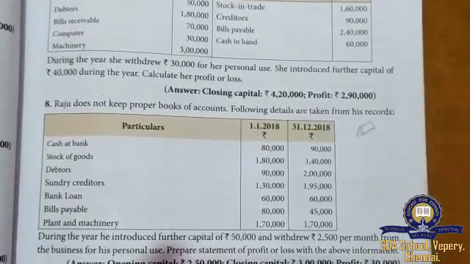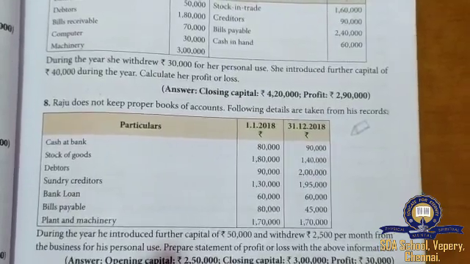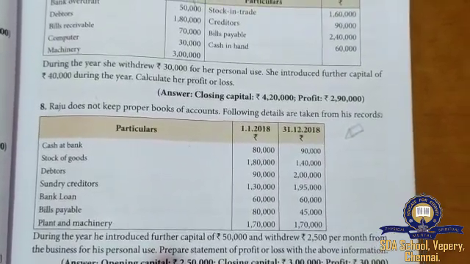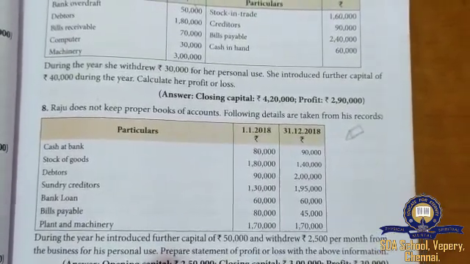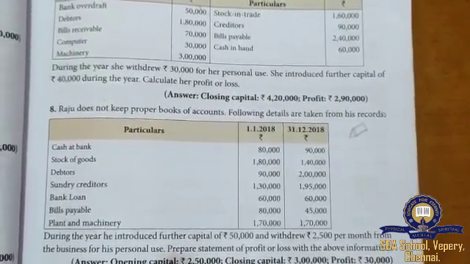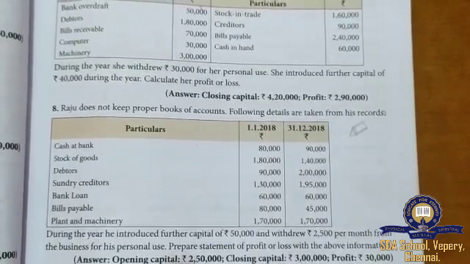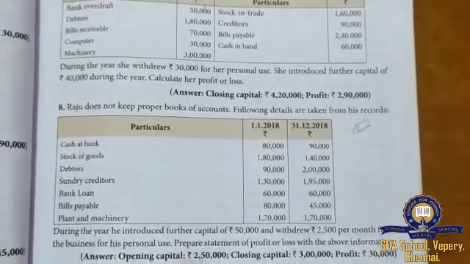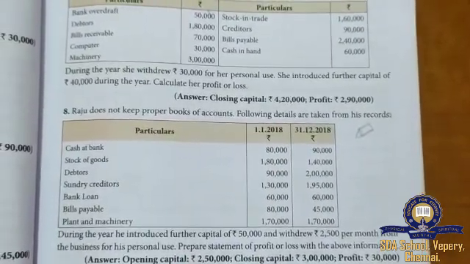Page number 33, exercise, 8th sum. Raju does not keep a proper book of accounts. The following details are taken from his records. So in this sum also we are going to find out the opening capital and the closing capital. The additional information they have given below.